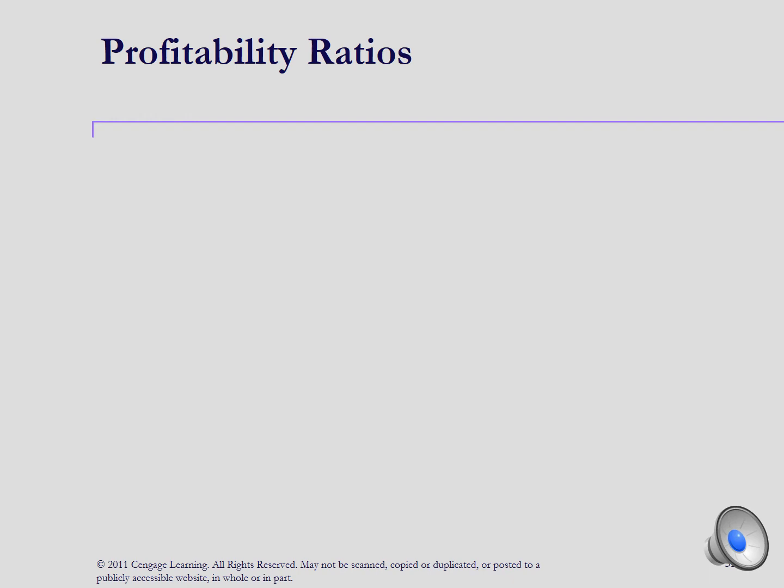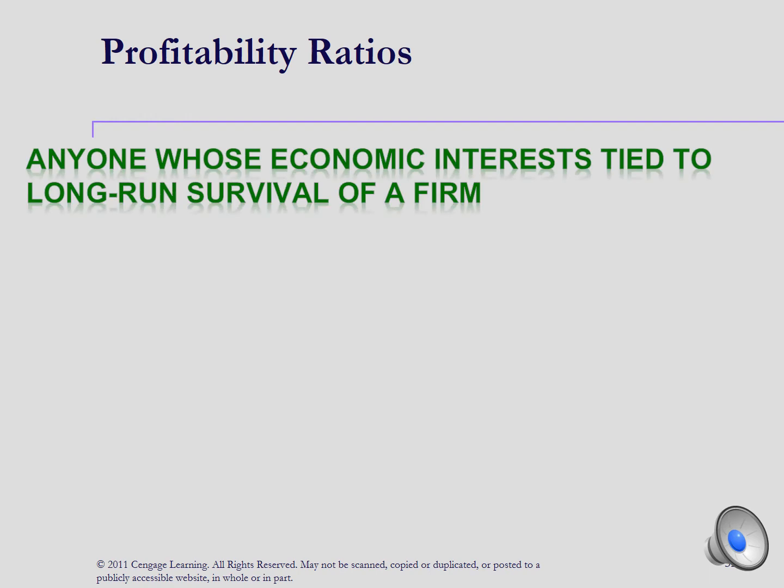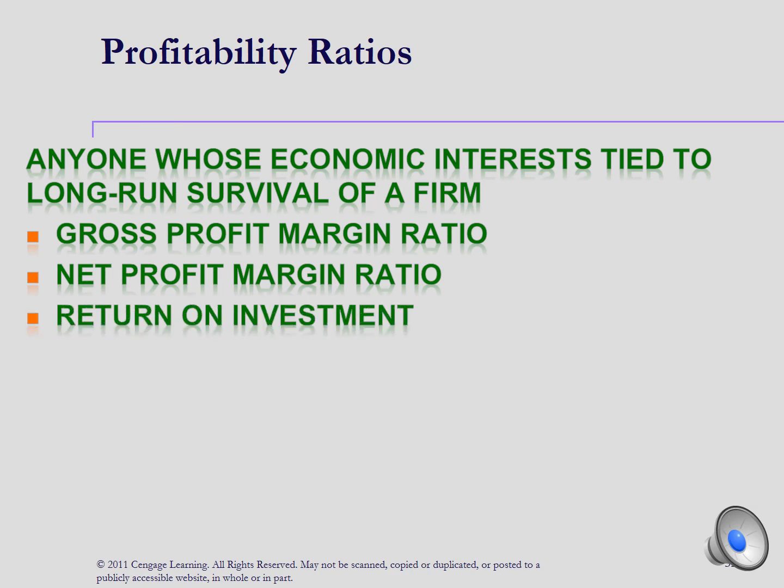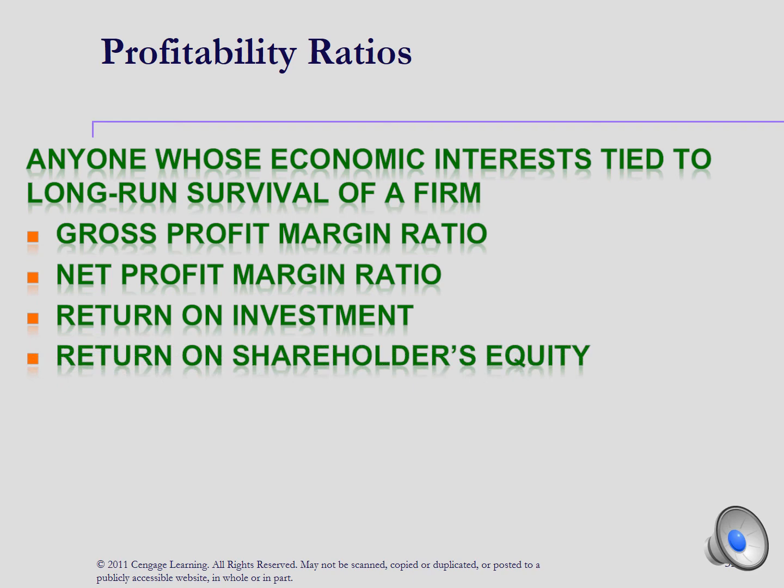Profitability ratios. Profitability ratios indicate how effectively a firm generates profits on sales, assets, and shareholders' equity. Anyone whose economic interests are tied to the long-run survival of a firm will be concerned about profitability ratios. We will look at gross profit margin ratio, net profit margin ratio, return on investment, and return on shareholders' equity.